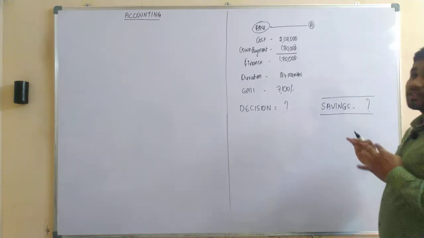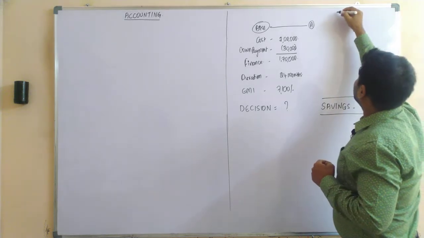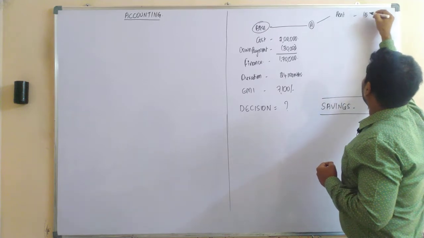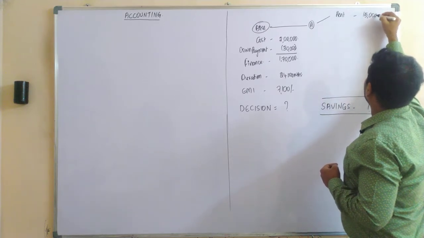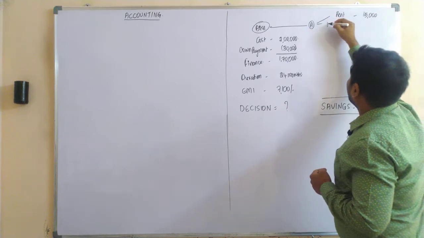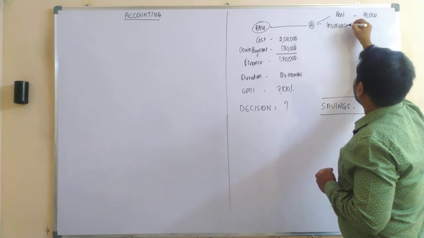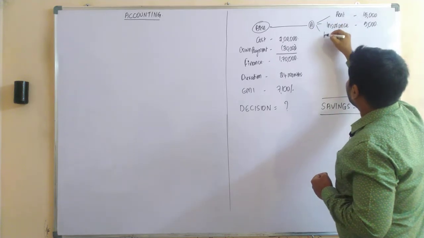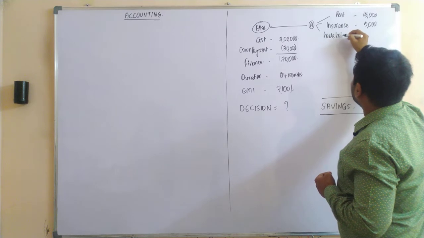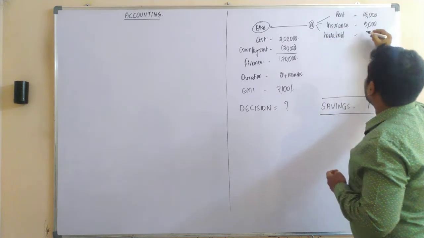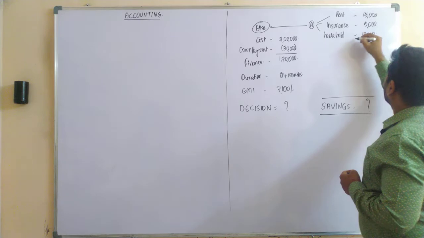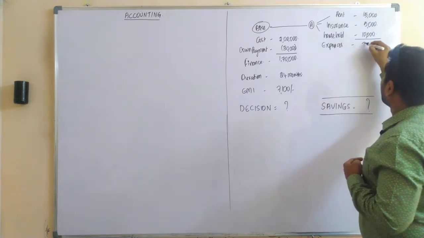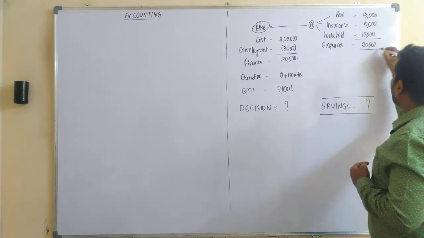So he went home and calculated his monthly expenses, where Mr. A is paying an amount of 15,000 rupees towards rent. He is paying the insurance for 5,000 rupees, and he has household expenses worth 10,000 rupees. So Mr. A's total expenses would be 30,000 rupees per month.